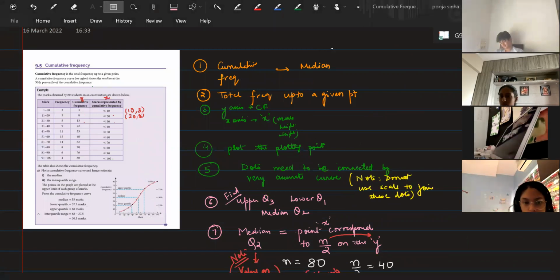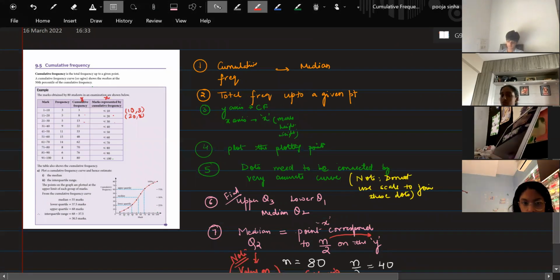Then you make your x-axis and y-axis. On the y-axis it has to be cumulative frequency. The x-axis has to be the x values, which are nothing but the upper limits of the marks that are given. Plot the plotting points, you will get dots. Dots need to be connected by a very accurate curve. You will not use a scale to join these dots.